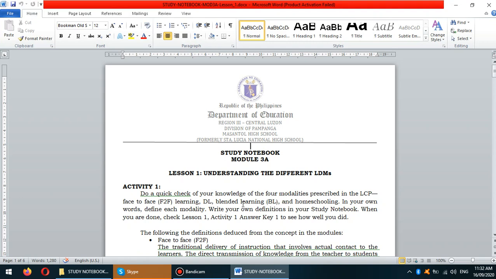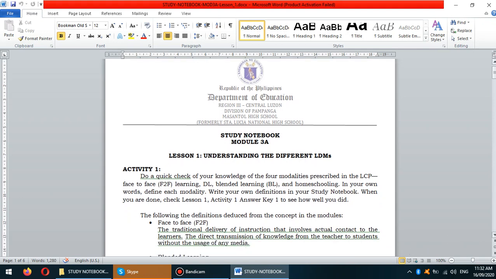Now, under Module 3, it is subdivided into 3A and 3B. And for 3A, it is subdivided into another 3 lessons. Now, let's focus on Module 3A.1. Now, the content for this part is about understanding the different LDMs or the learning delivery modalities.